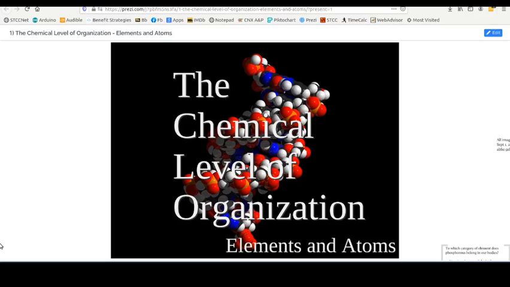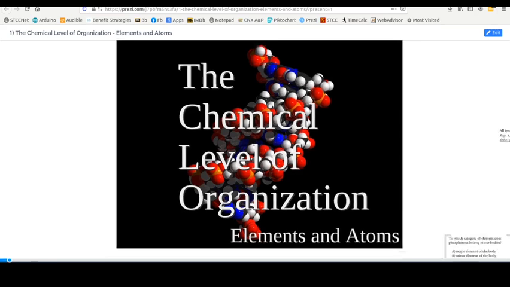Considering the levels of organization that are relevant to the human body, we want to start with the chemical level of organization, which would be the lowest or simplest level from which everything else is composed.